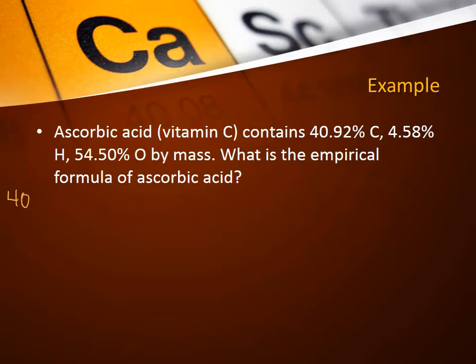So we have 40.92% of carbon, 4.58% of hydrogen, and 54.50% oxygen. So that's our percent. We now need to go into grams. So I'm going to change these to grams. Now we go grams to moles.